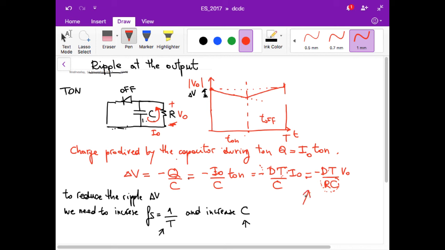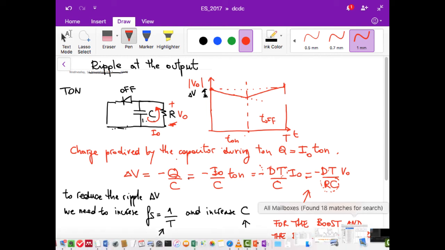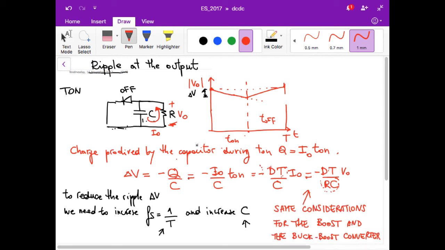Okay, so same considerations for the boost and the buck boost converter. Exactly the same considerations.